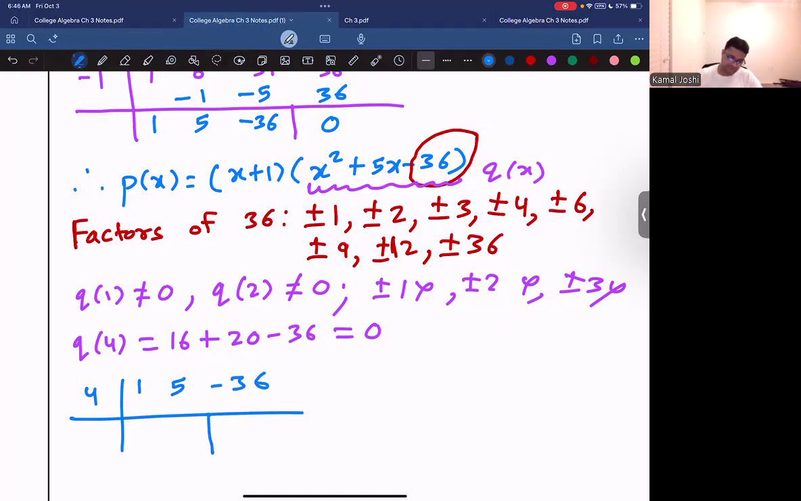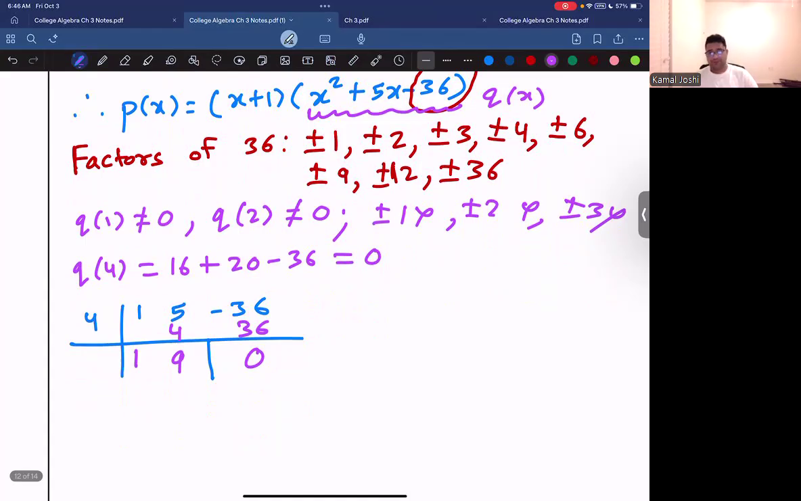Okay, let's do the division. And I know the remainder is going to be 0. I already know that, because q of 4 is 0. That is the remainder, right? By the remainder theorem. So this remainder here is 0. Let's do the rest of it. 1 will be dropped down. 4 times 1, 4. 5 plus 4, 9. 4 times 9, 36.